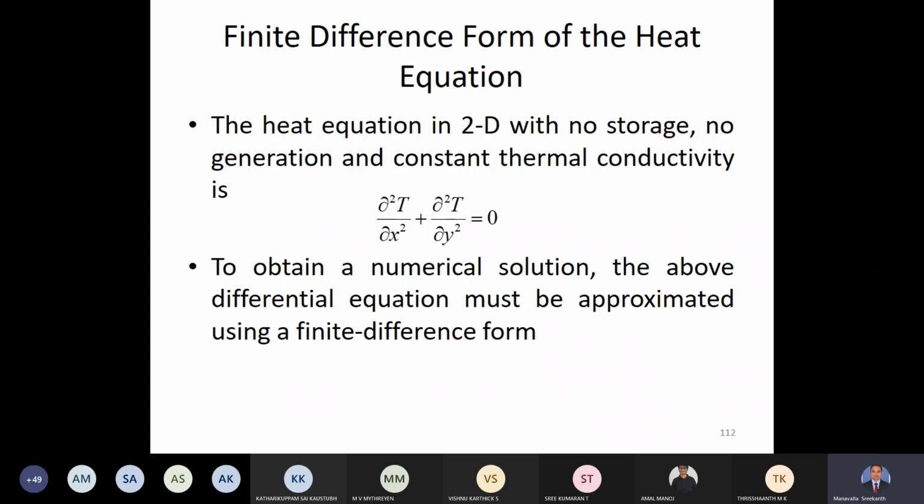Now let us extend this to the heat conduction equation. The heat equation in 2D with no storage, no generation, and constant thermal conductivity is this: dou square t by dou x square plus dou square t by dou y square is equal to 0. To obtain a numerical solution, the above differential equation must be approximated using a finite difference form. So we should replace these partial derivatives with some algebraic equations.